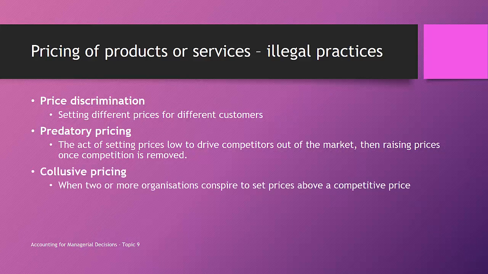Collusive pricing is when two or more organizations conspire to set prices above a competitive rate. And there are examples abound of this sort of thing. In 2006, the federal court in Australia imposed close to $60 million in penalties against a number of airlines, including Qantas, BA, Japan Airlines, and Korean Airlines, in relation to colluding to set fuel and security surcharges. So yeah, this stuff does happen. There's a whole range of examples where multiple organizations get together to set a price higher than expected.